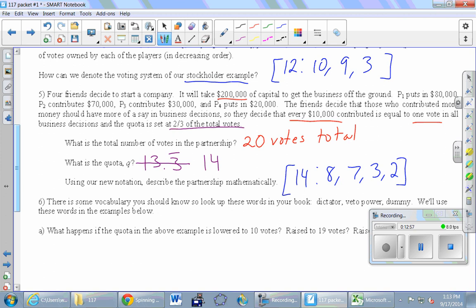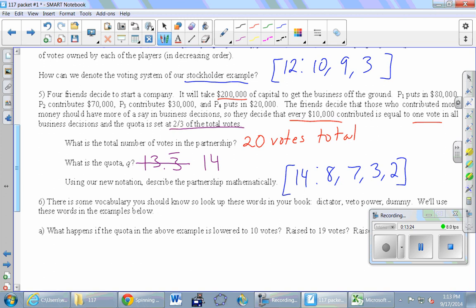So the notation is not hard, but I always get surprised on the first test when I ask a question just like that, where it says write it in our notation, and some people just flounder and don't recognize that there's a tiny bit of work involved in translating the problem to the notation. So make sure you pay attention to that notation. 14 is the 2/3 of 20 rounded up.